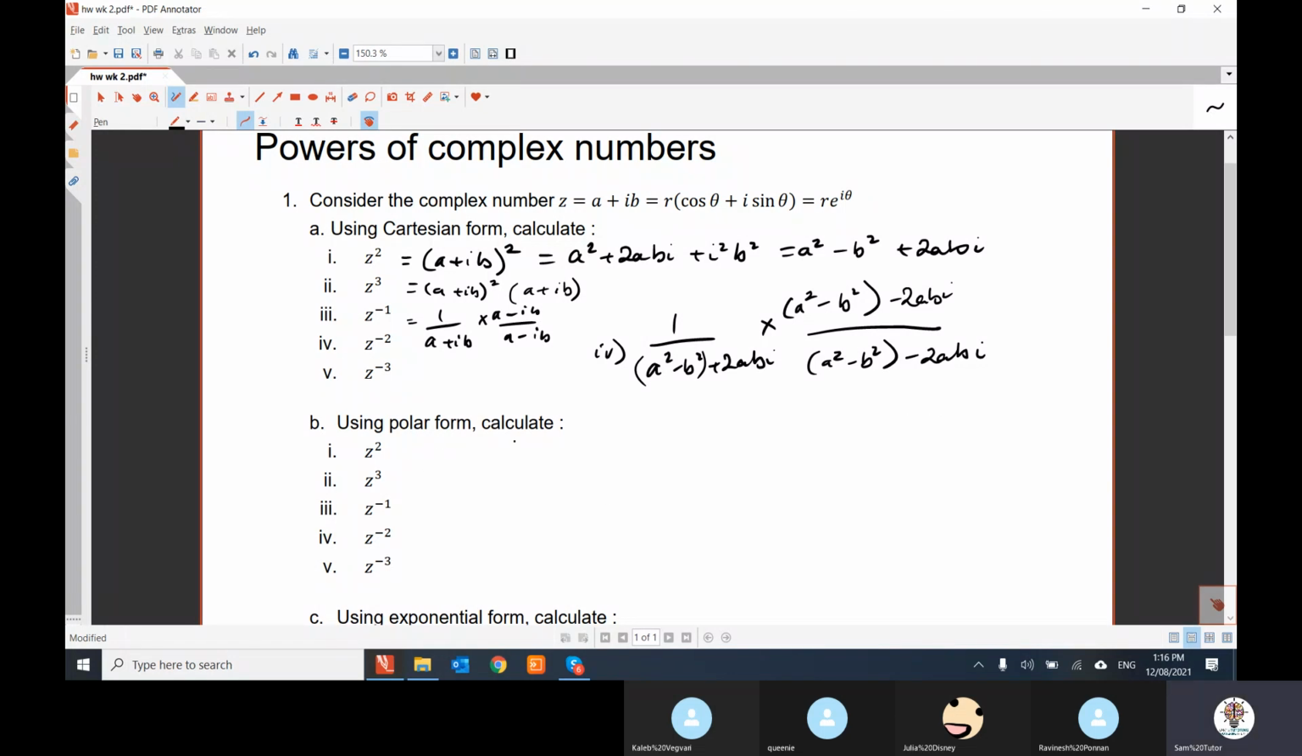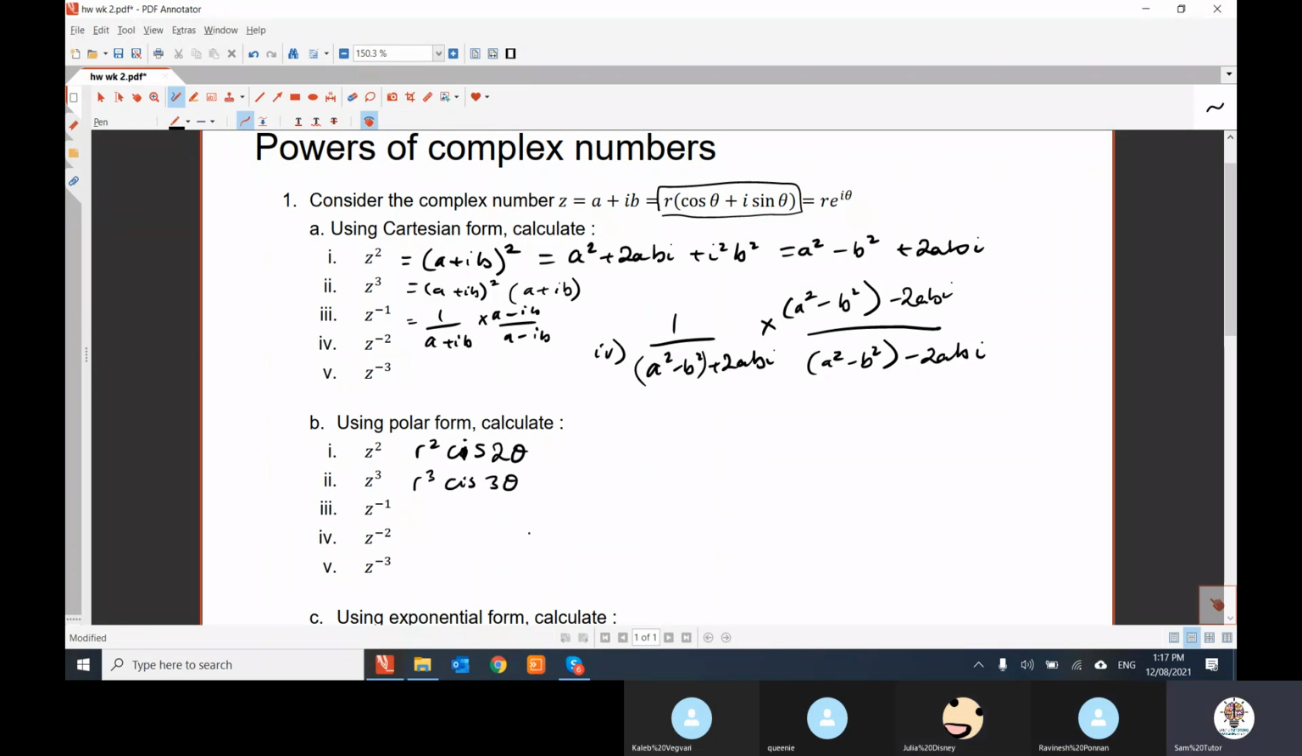And then use polar form, calculate z squared. What's the answer for z squared if it's in polar form? Think de Moivre's theorem. What's the answer, guys? R squared cos n theta. I mean cos 2 theta. 2 theta. Yeah, or you mean cis if you want to just go faster. Okay. Cis 2 theta.